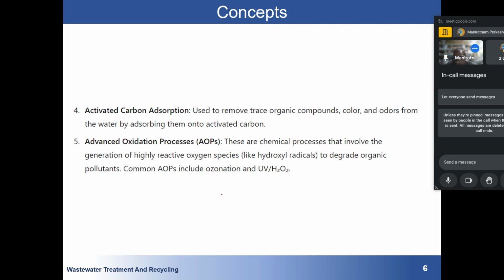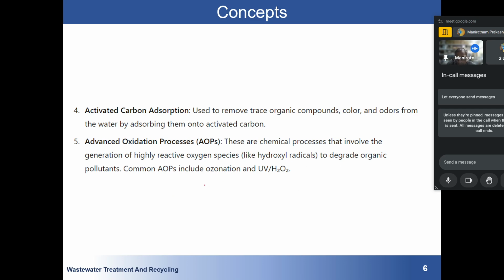Then we have the advanced oxidation process. These are chemical processes that involve the generation of highly reactive oxygen species like the hydroxyl radical to degrade organic pollutants. Common methods include ozonation, UV, or peroxide, H2O2. So we can also have this advanced oxidation process. We will be discussing what this advanced oxidation process is in detail.